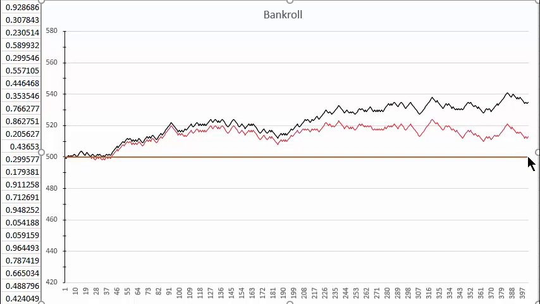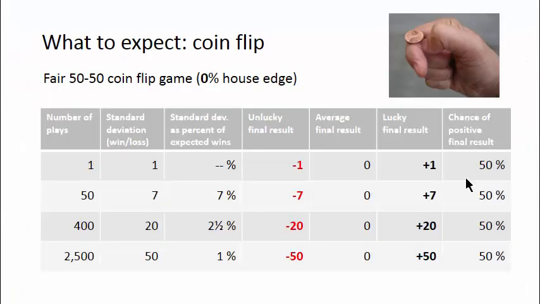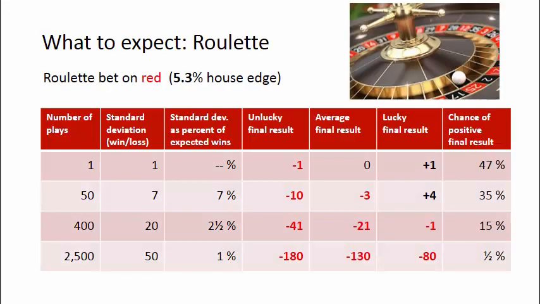What about sessions longer or shorter than 400 bets? Let's take another look at the summary table for the fair coin flip bet first. The chance of a positive final result is 50%, no matter how long you play. The unlucky and lucky session results are centered on the average final return, 0.